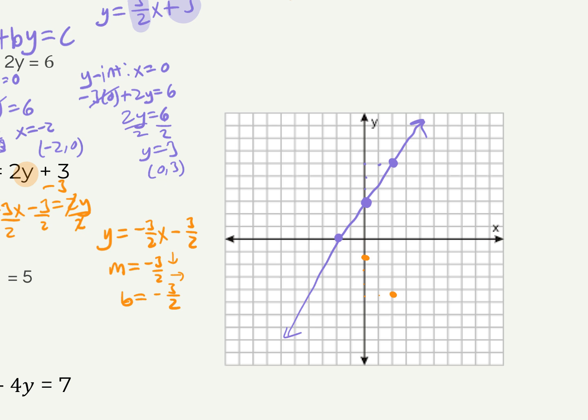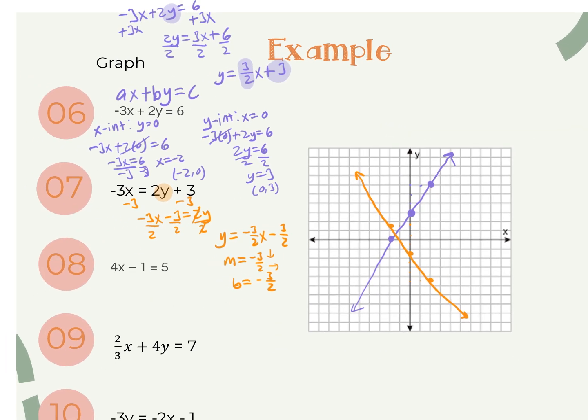And then we can do the same thing in the other direction. We can go up 3, 1, 2, 3, and to the left 2, as long as our slope is negative. And then you just want to connect those 2 points, or in this case, 3 points. And then this is your line. All right, good.